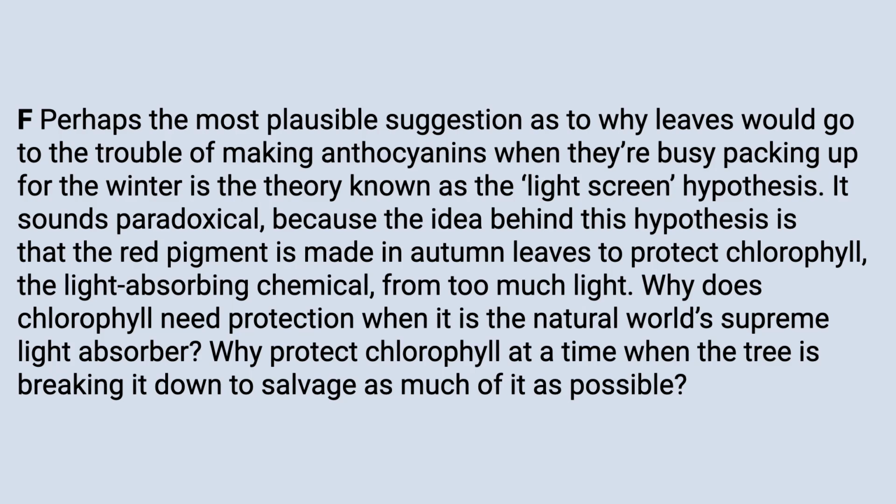Perhaps the most plausible suggestion as to why leaves would go to the trouble of making anthocyanins when they're busy packing up for the winter is the theory known as the light screen hypothesis. It sounds paradoxical, because the idea behind this hypothesis is that the red pigment is made in autumn leaves to protect chlorophyll, the light absorbing chemical, from too much light. Why does chlorophyll need protection when it is the natural world's supreme light absorber? Why protect chlorophyll at a time when the tree is breaking it down to salvage as much of it as possible?